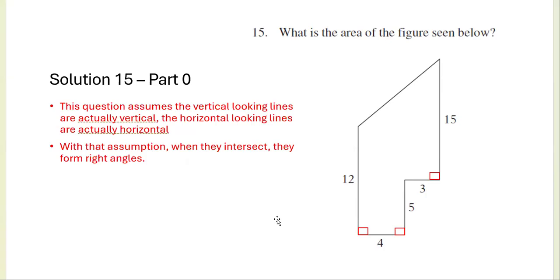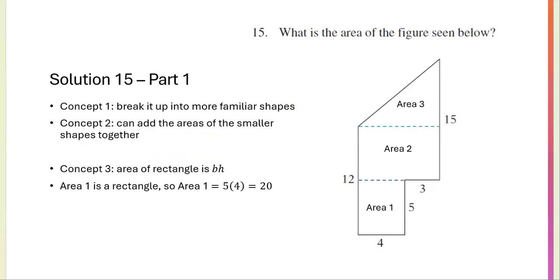Okay. And then basically we're assuming that these are actually vertical and these are actually horizontal, and this is also vertical, okay? We have to make those assumptions. Okay, let's assume that and let's move on. We can, again, break up the shape into different pieces and then add the areas together.